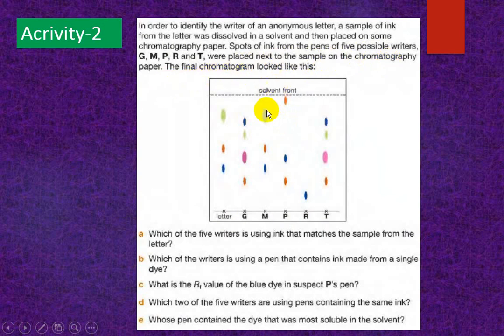The final chromatogram, this paper, is called a chromatogram. This chromatogram looked like this. This is the sample dye from the letter. Which of the five writers is using ink that matches the sample from the letter?